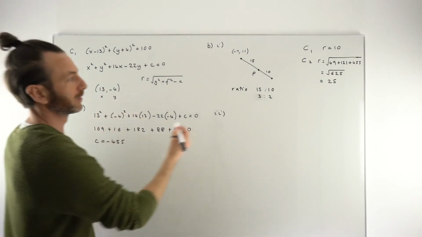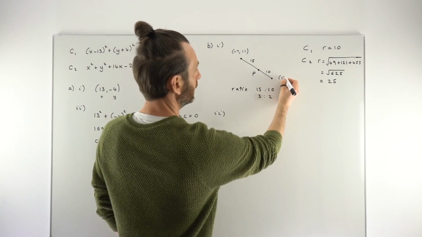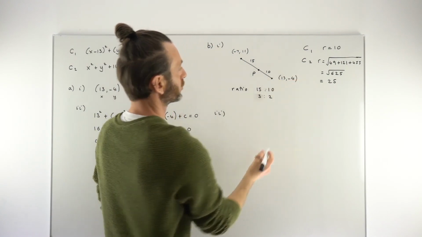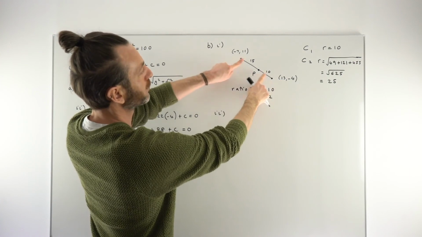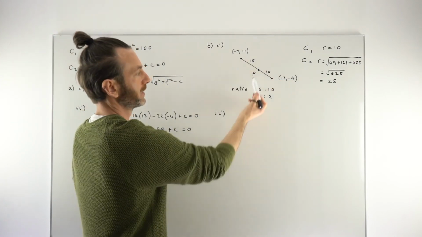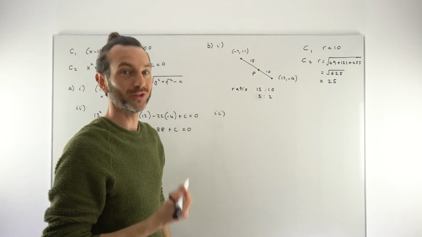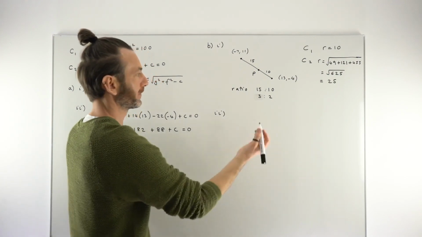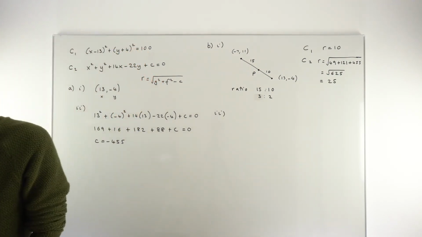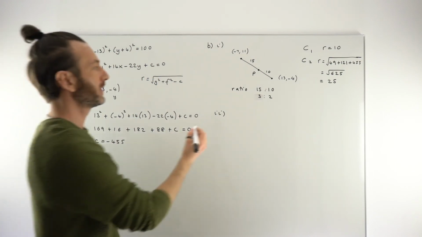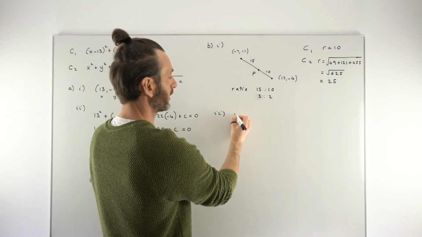We made that already earlier. So this is 13 and minus 4. So we've got the end points and we know the ratio in which the line is divided by P, and we've got to tie those together to get the point P, the coordinates of P. It's not an easy thing to show working for this, to be honest.